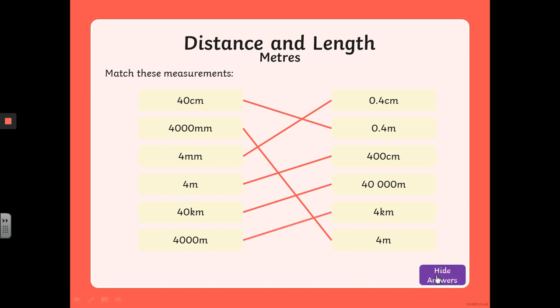40 centimeters, 0.4 meters. 4,000 millimeters, 4 meters. 4 millimeters is 0.4 centimeters. 4 meters, 400 centimeters. 40 kilometers, 40,000 meters. 4,000 meters is 4 kilometers.